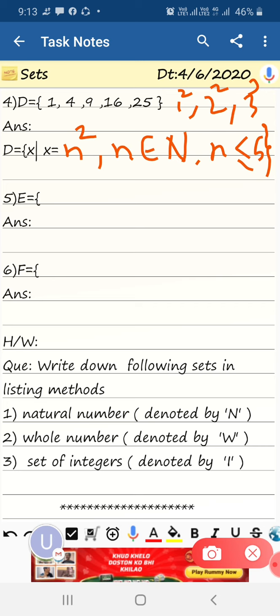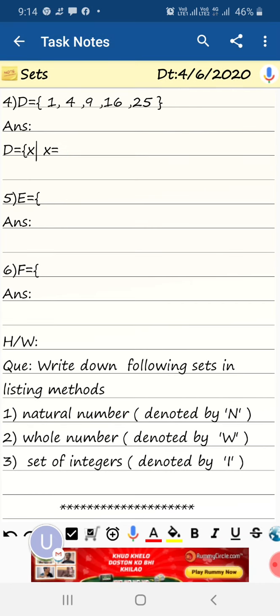So in this way you have to write two examples, and then in homework you have to write the set in listing method: the natural numbers, which is denoted by capital N, then the whole numbers, which is denoted by W, and the set of integers. So this question you have to write. Up to this you study today, and tomorrow we will see the next topic of this lesson.